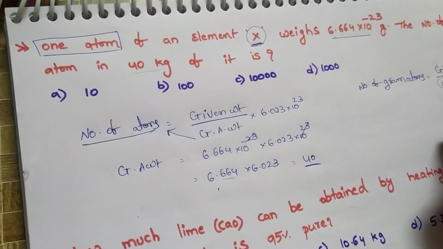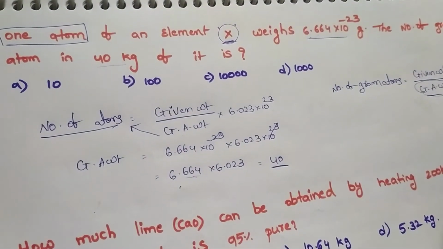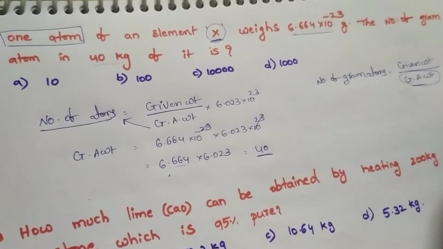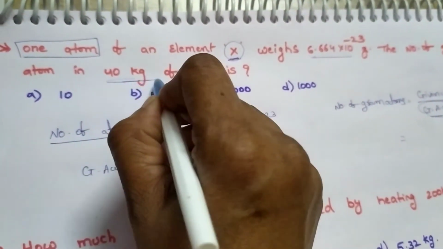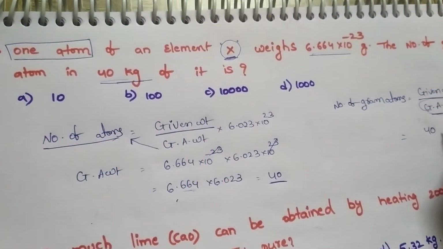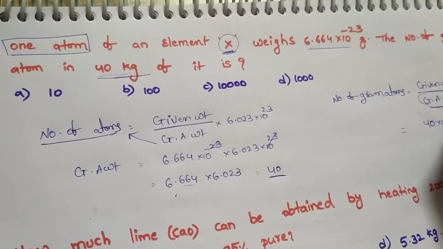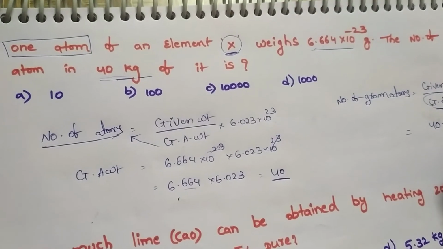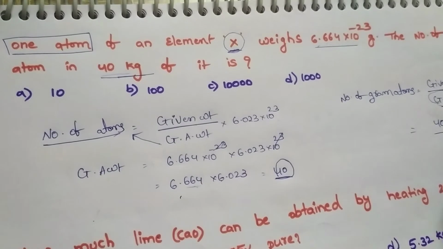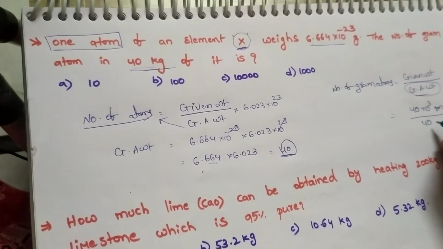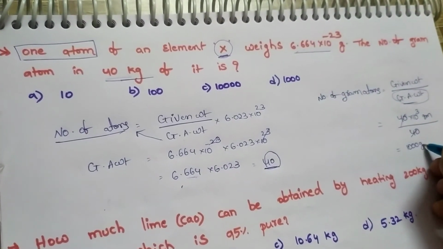Now just substitute over here, then we will get the number of gram atoms. See here, how to check this one? Given weight is how much they given? 40 kg they given. So 40 kg I am converting into grams. So 40 into 10 cube grams, that is the given weight, by the atomic weight we found, 40. So 40 into 10 cube by 40, 40 gets cancelled, that is 1000 grams.